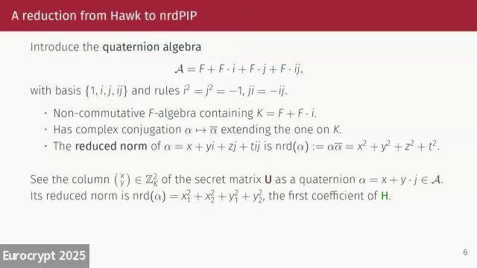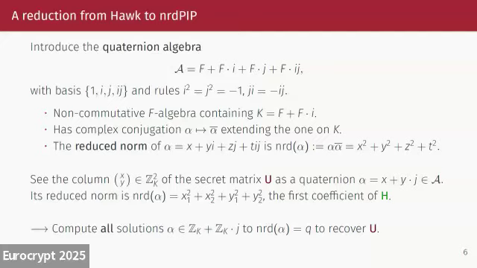The idea is to see the first column (x, y) of the secret matrix U we aim at recovering as a quaternion. So this corresponds to the quaternion alpha equals x plus yj. And its reduced norm is precisely the first coefficient of the Gram matrix, the sum of 4 squares. So if we are able to compute all the solutions in ZK plus ZK j to this equation, reduced norm of alpha is equal to q, the first coefficient of H, then among the solutions we know that there is the first column of U. And we do it for the last coefficient of H, so we can recover the second column of U the same way.